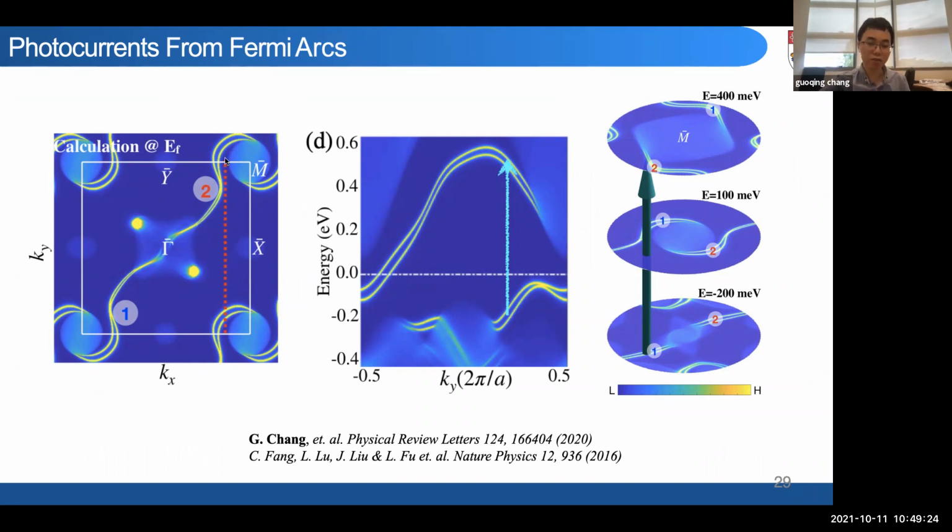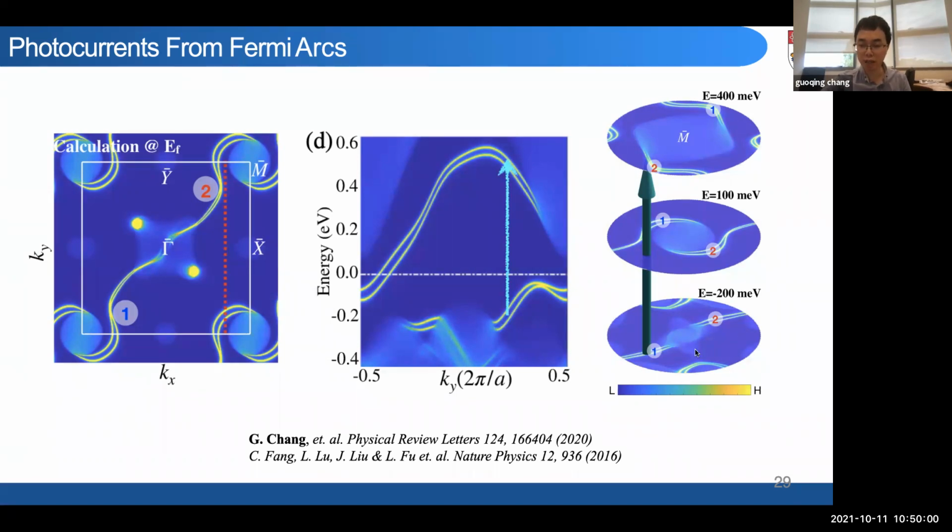Here I look at the E-k dispersion along this red line. You can see this Fermi arc surface state connecting the conduction and valence bands. Interestingly, I observe there is a Fermi arc state below the Fermi level. There is also a Fermi arc surface state above the Fermi level. In this way, we can excite the electron from here to here. So the optical transition is allowed, which tells me we can use Fermi arcs to realize the photocurrents. And the reason why we can have this transition is also due to the spiral structure of the Fermi arcs.